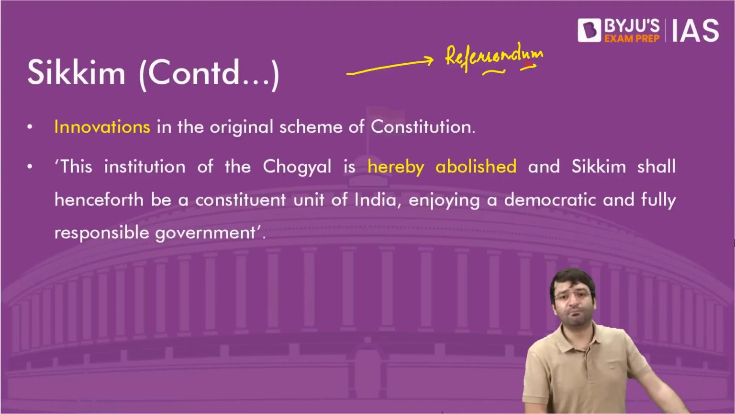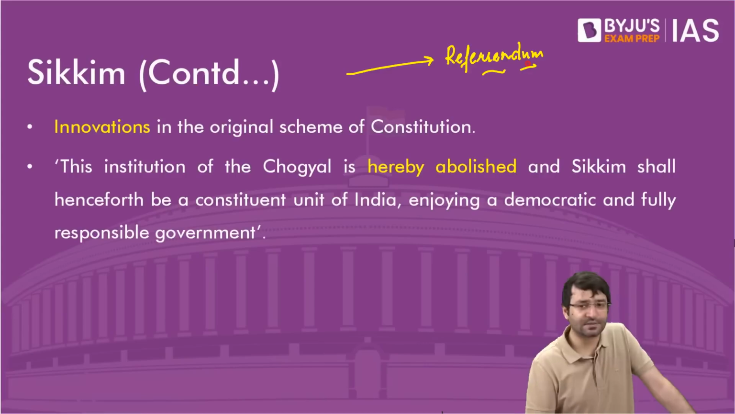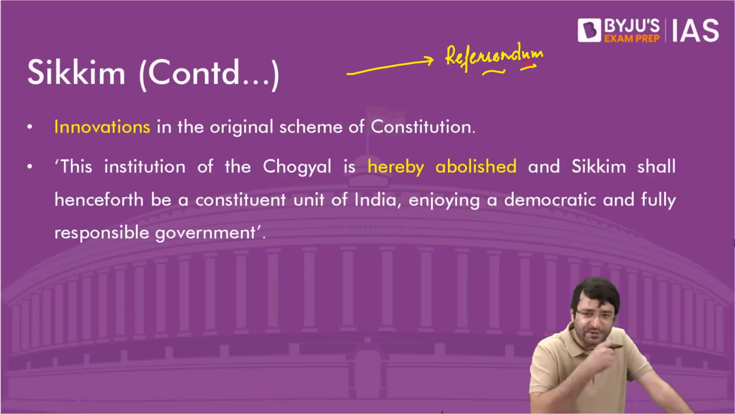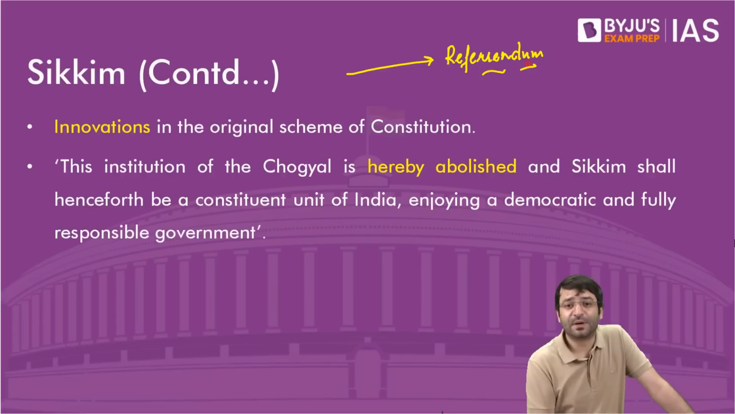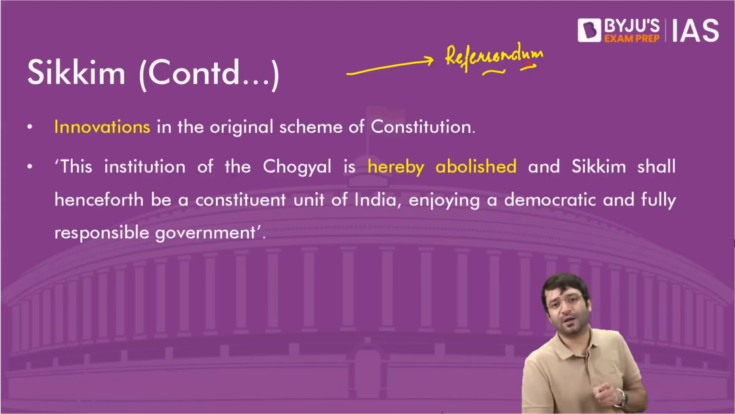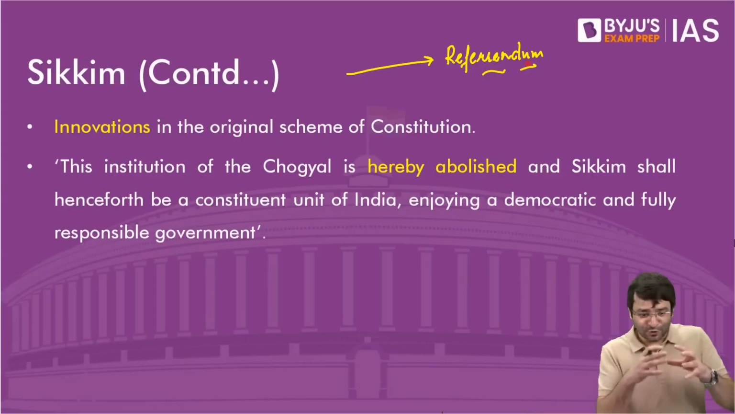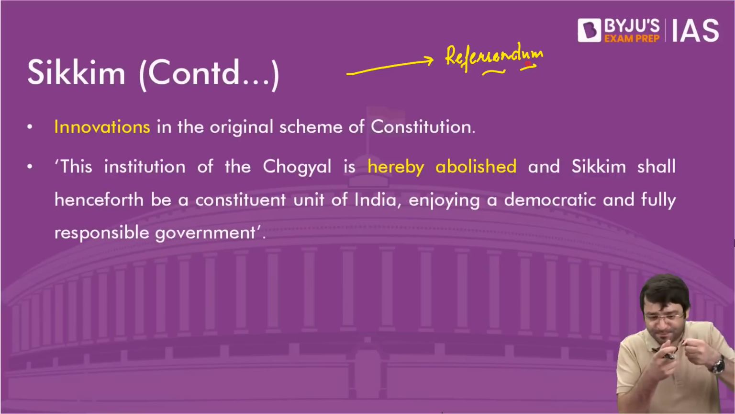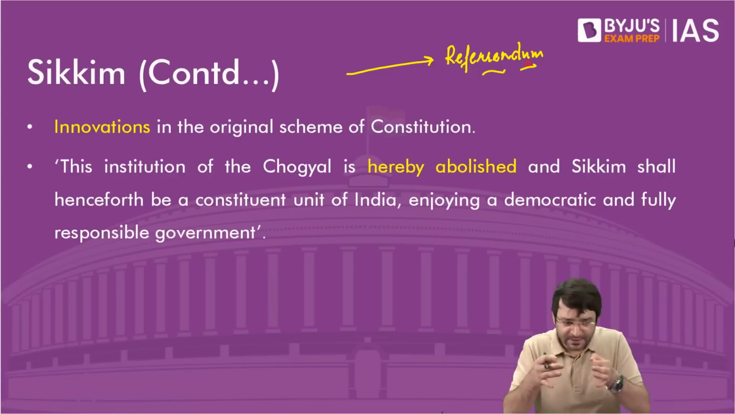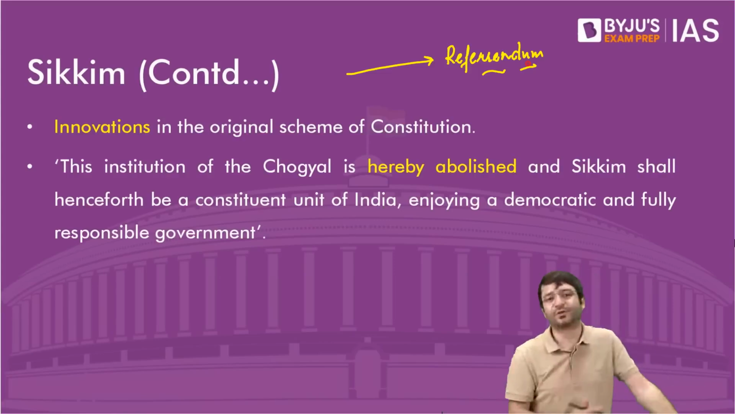An overwhelming majority of the people in Sikkim said yes. And when overwhelming majority of the people in Sikkim said yes, we want to be an integral part of India, a complete part of India, the Sikkimese parliament or the Sikkimese assembly passed a law. And what did this law say? The institution of Chogyal is hereby abolished. So last year, Chogyal, who had all the powers, his powers were snatched and he was made into a nominal constitutional head. The very next year, the very institution is abolished.